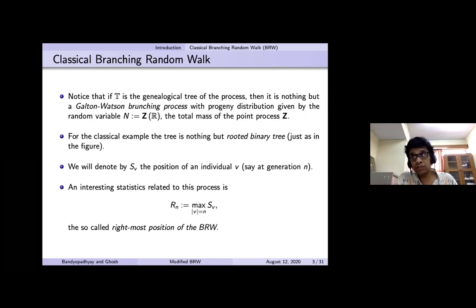An interesting statistic which people look at is the maximum of these positions, that is, the extreme: how far it has gone to the right. That's why it is often referred to as the rightmost position, and we will denote the rightmost position of this branching random walk by R_n.